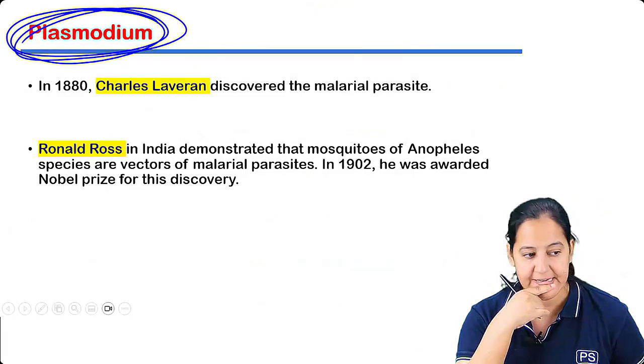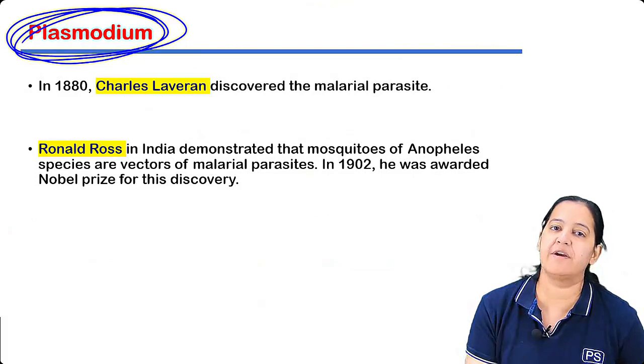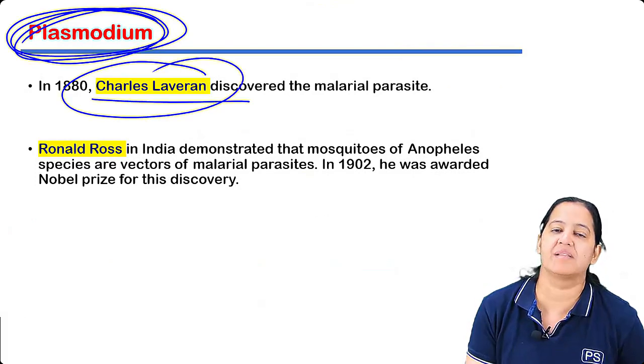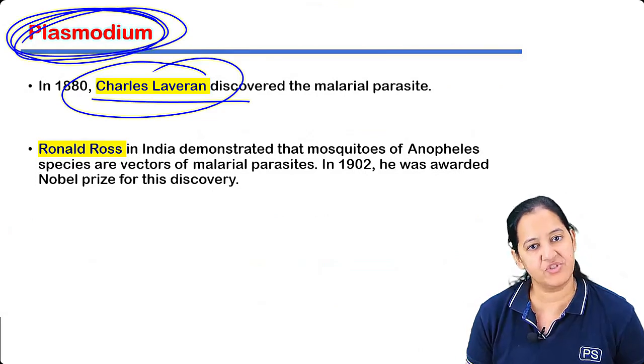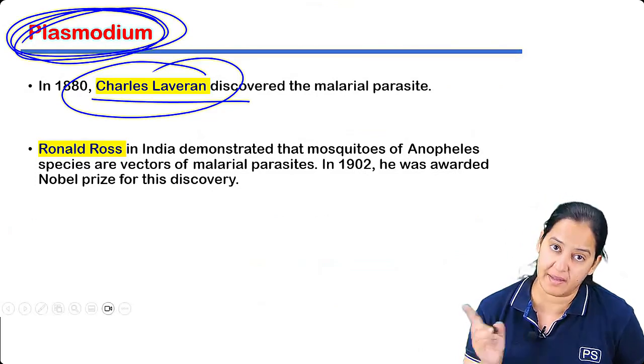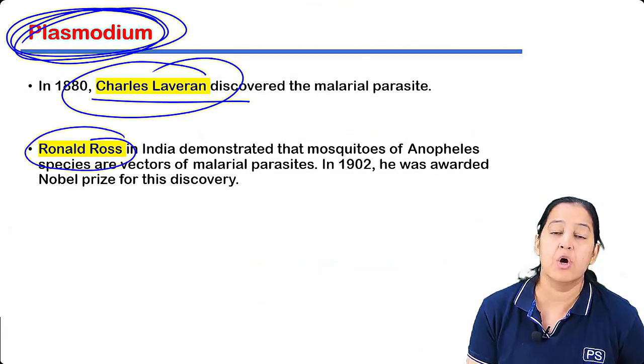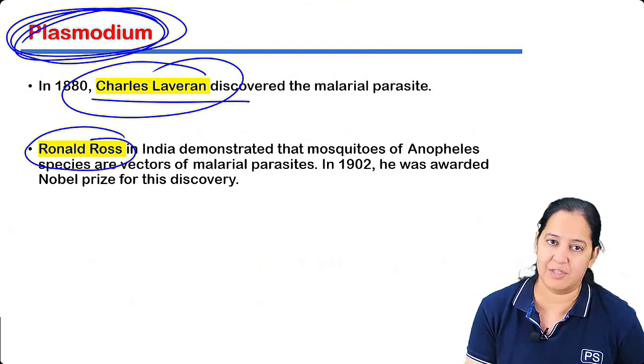Let me start. Plasmodium parasite was discovered by a scientist, Charles Laveran. There is another scientist, Ronald Ross, who discovered the role of the mosquito in the Plasmodium life cycle.